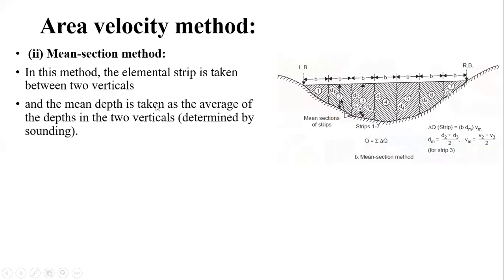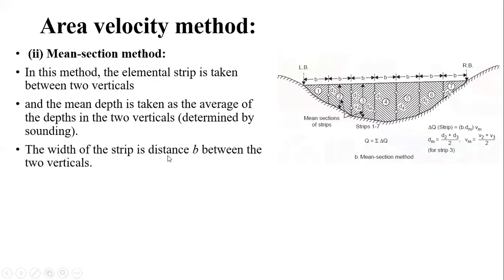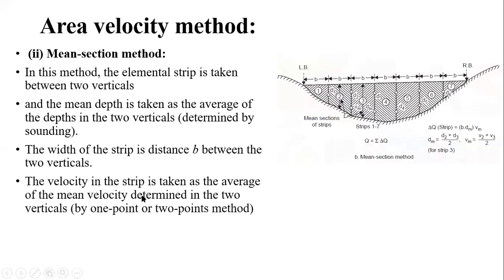and the mean depth is taken as the average of the depths in the two verticals, यानी कि यहाँ पे जो डेप्थ आएगा और यहाँ पे जो आएगा डेप्थ, ये दोनों का एवरेज लिया जाएगा. Similarly, the velocities will be taken as average of the velocity measured on this vertical and on this vertical. Okay, the width of the strip is a distance b between the two verticals, यानी कि क्या रहेगा, ये दोनों के बीच का जो width रहेगा, that will be the b. And then the velocity in the strip is taken as the average of the mean velocity determined in the two verticals, that is by 1 point or 2 point method. Here it is a 1 point method used, and here is 2 point, यानी कि 0.2d, 0.8d.